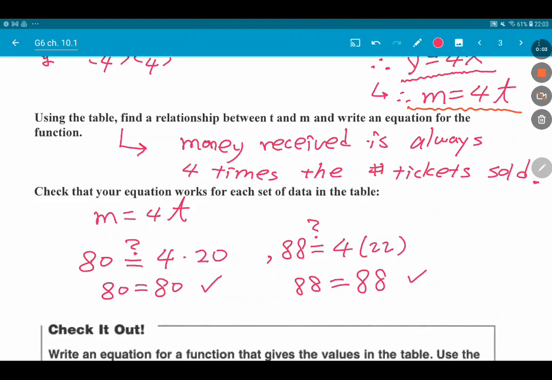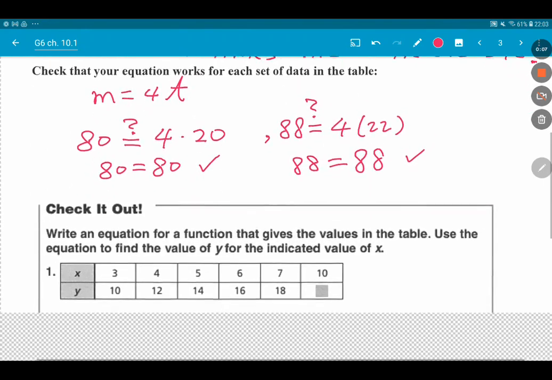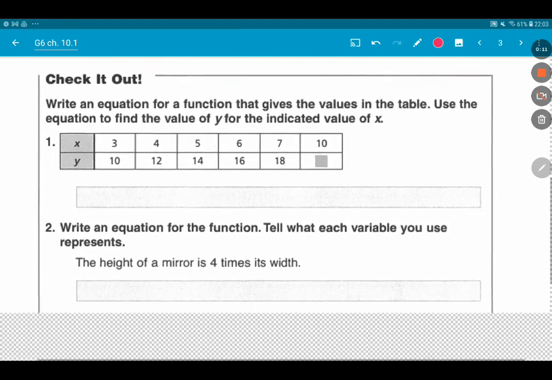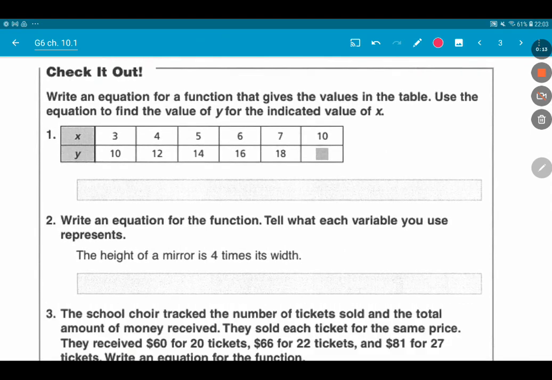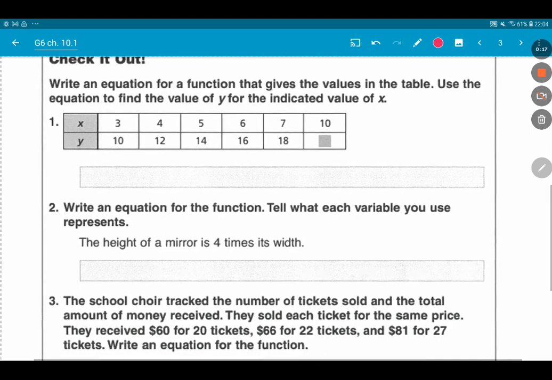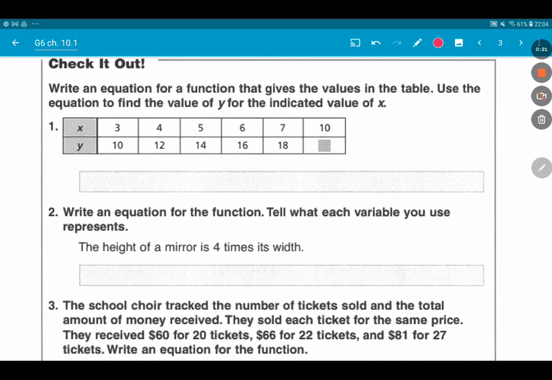Alright, so next I would like you to work on the check it out session, and this would be the part of the assignment for you to complete today. You can see the details in your handout, and I will post the answers later. Ask me any questions, and hopefully you get a good idea of 10.1.